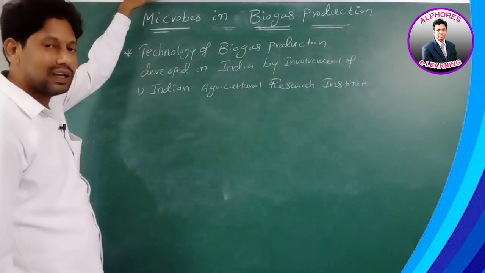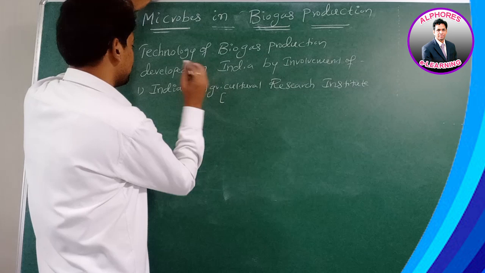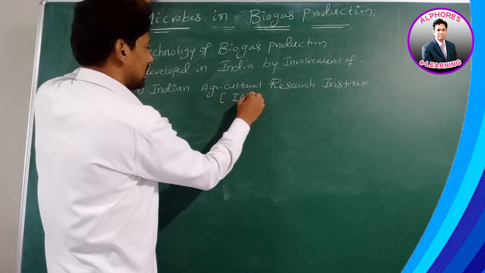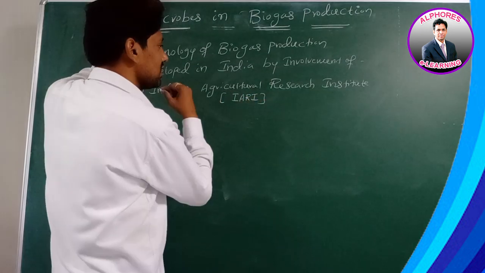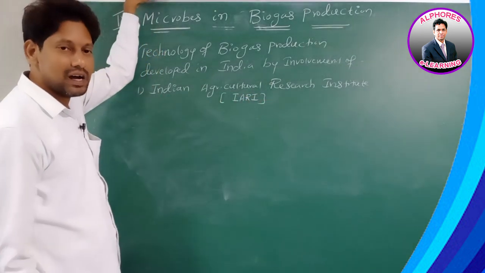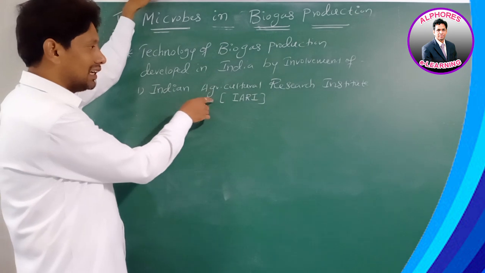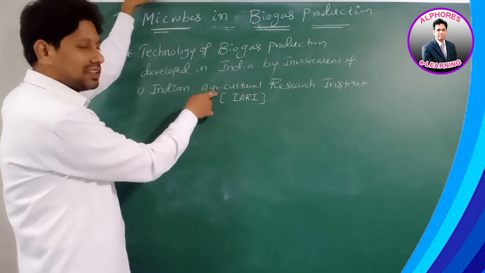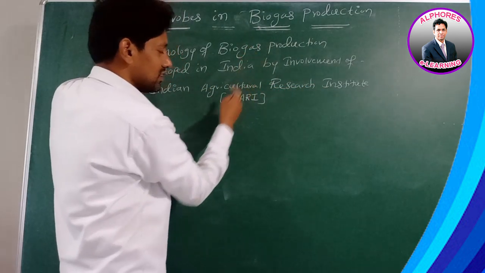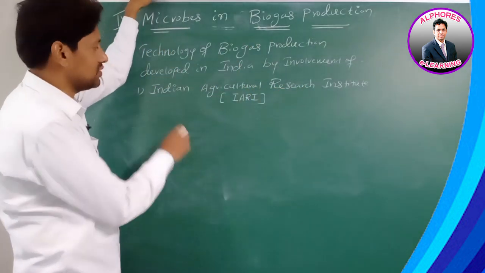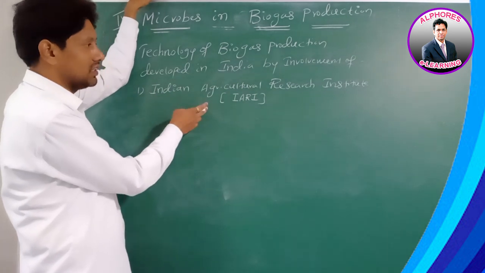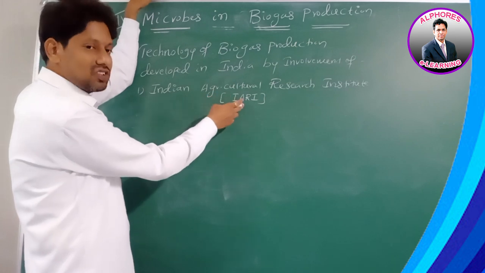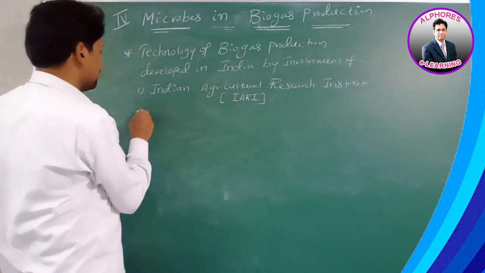Indian Agricultural Research Institute. In short, we call it IARI. Shortcuts are important. What is the full form of IARI? Indian Agricultural Research Institute. Where is this institute located? New Delhi. The Indian Agricultural Research Institute is located in New Delhi.